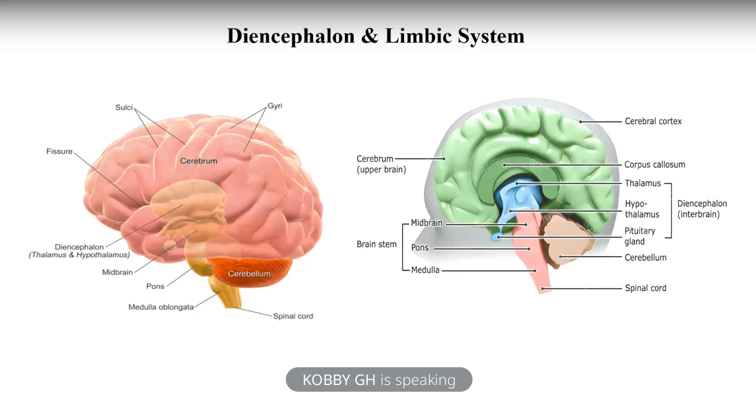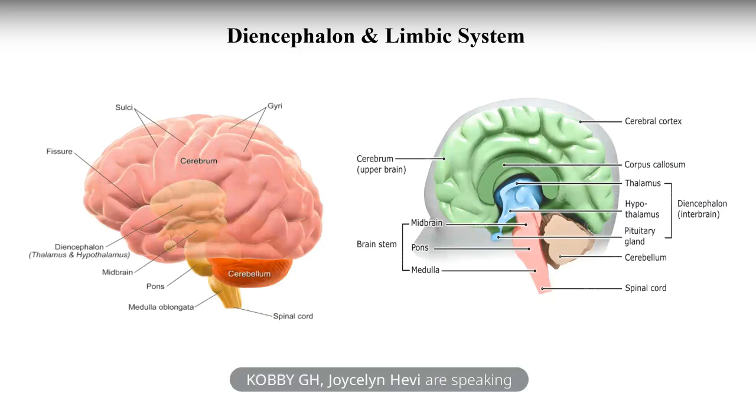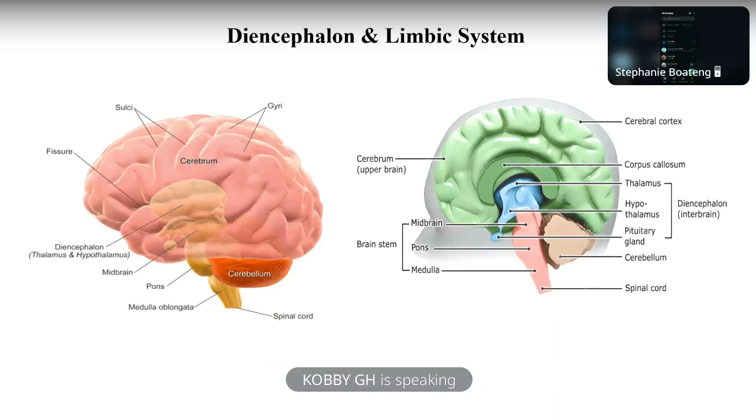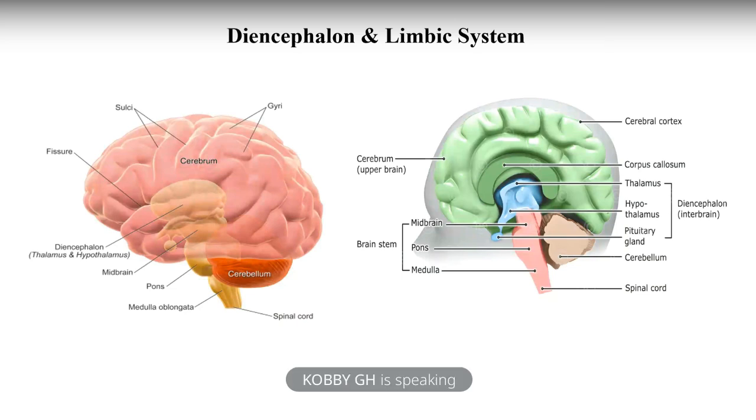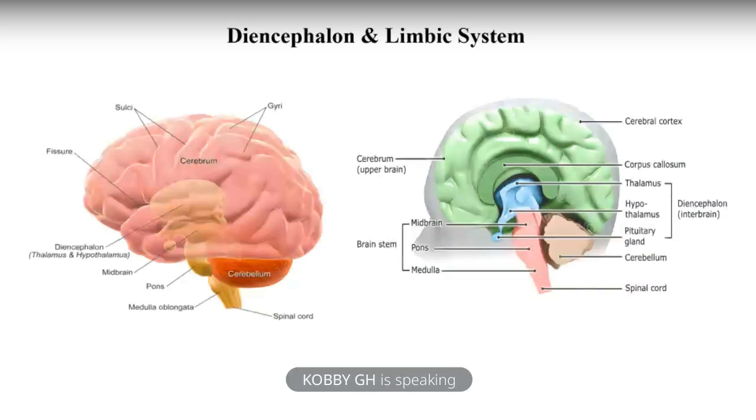I'm giving you the functions of the diencephalon. But the diencephalon too is made up of several other structures: the thalamus, the hypothalamus, the pituitary gland, and the pineal gland. They form the diencephalon, and that is what we call the interbrain. Great. So if we ask you, which part of the brain stem is responsible for hormonal control and sleep regulation, what will be your answer?